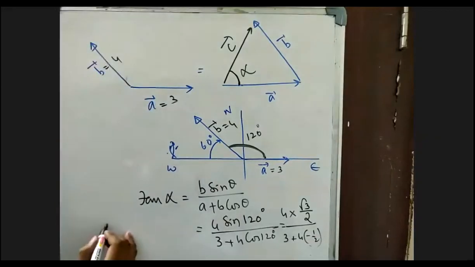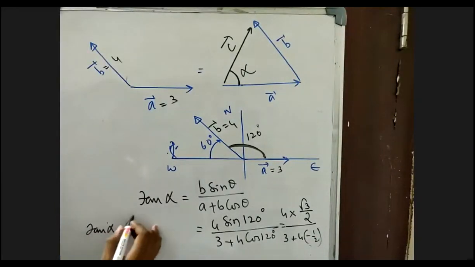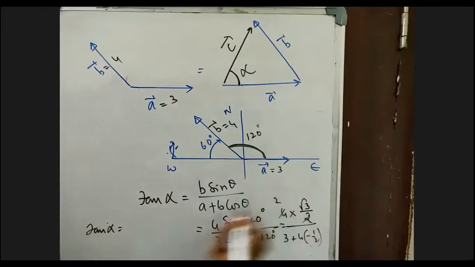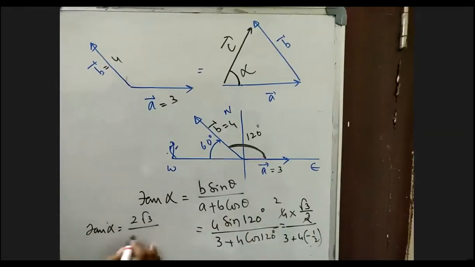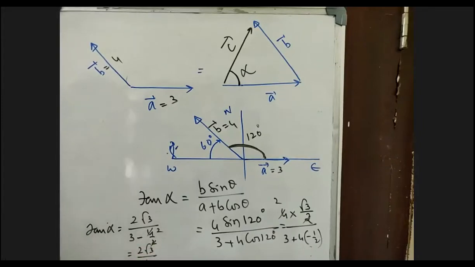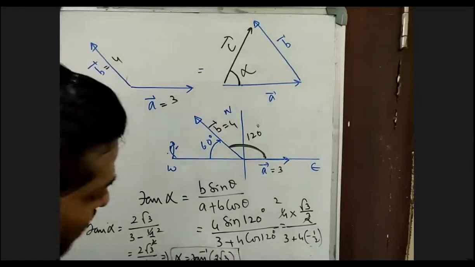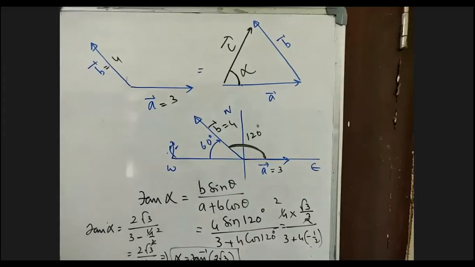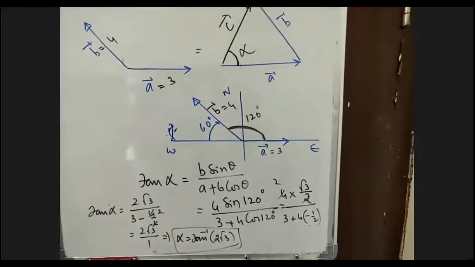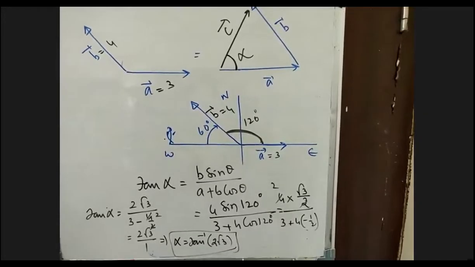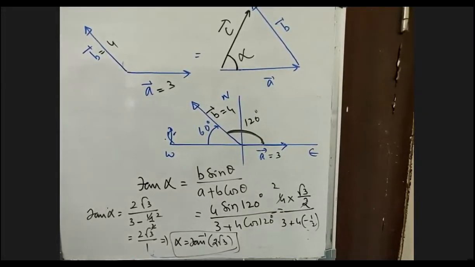So this will become for me, I'm writing here right now, tan alpha is equal to 2 ones are 2, 2 into root 3 divided by 3 minus 4 by 2. That is 2 root 3 divided by 3 minus 2, which is nothing but 1. So answer is 2 root 3. Tan alpha is equal to 2 root 3. So alpha is equal to tan inverse of 2 root 3 is your answer. Clear? Yes, sir. Then?